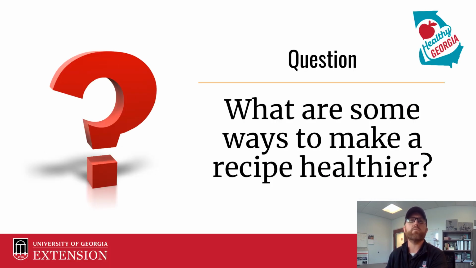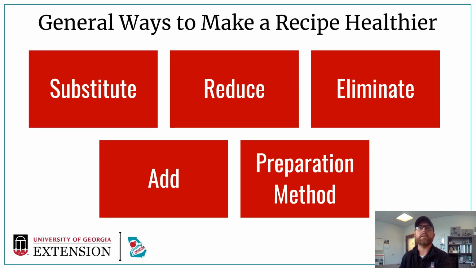What are some ways to make a recipe healthier? Well, let's talk about it. You can substitute items, maybe something that's lower in fat, higher in fiber, lower in sugar, or lower in calories. You can reduce or eliminate an ingredient like fat or sugar. You can add an ingredient that adds desired nutrients or a desired flavor or fiber. And you can prepare foods differently using different cooking methods.